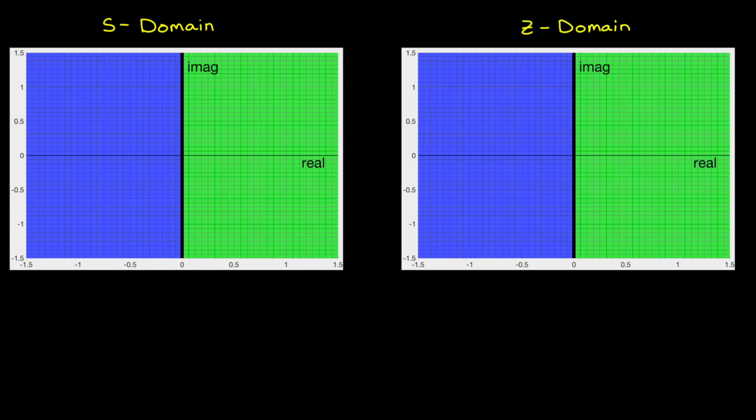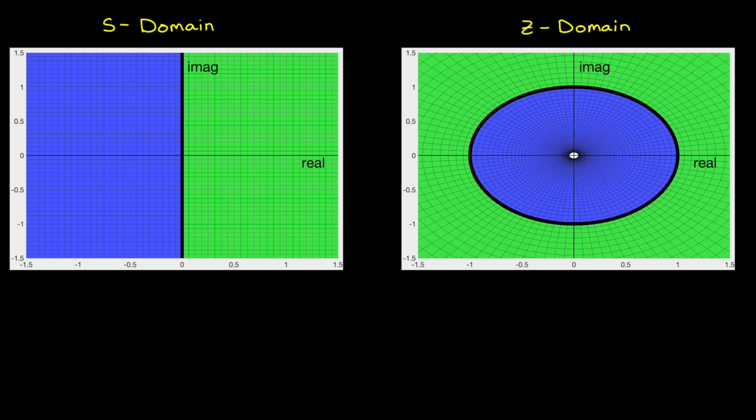In addition to sampling the data, we're also representing that sampled data in a different format. The S domain is a Cartesian, or rectangular plane, where the frequency content is plotted along the imaginary axis, and the exponential content is plotted along the real axis. Whereas with the Z domain, it's a polar plane, where frequency is plotted around the unit circle, and exponential content is plotted radially. Mathematically, the reason for this is because of how Z is defined.